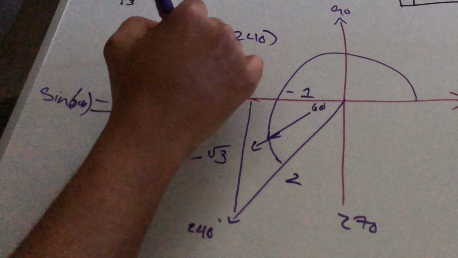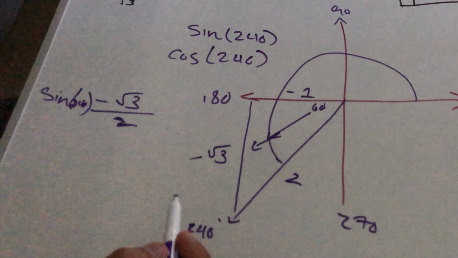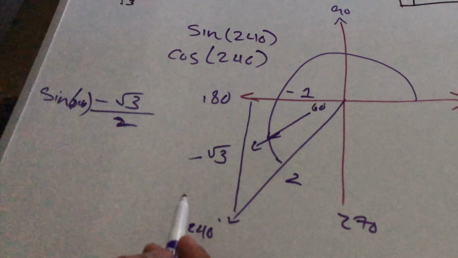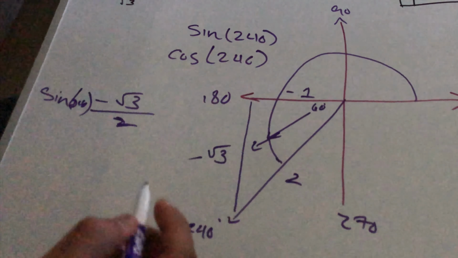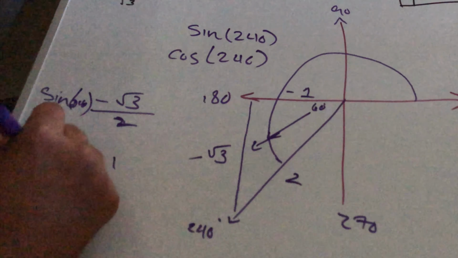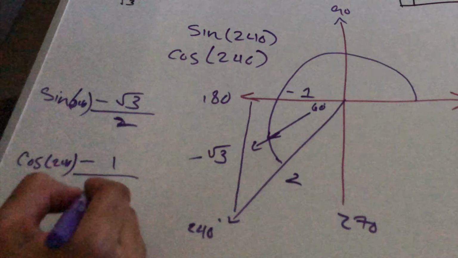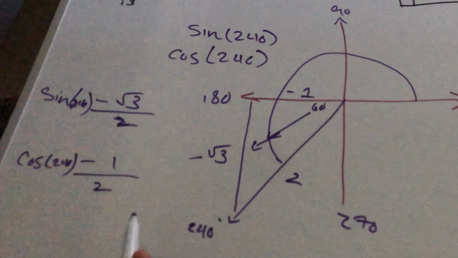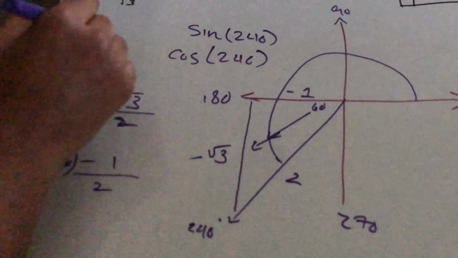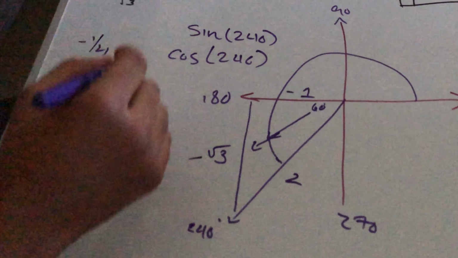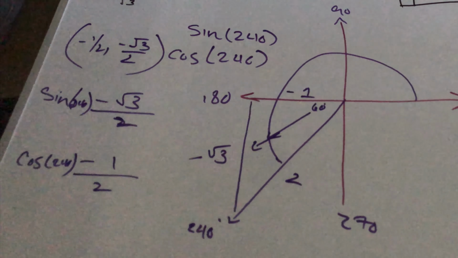Now, let's say cosine of 240. We know cosine of 240 is adjacent over hypotenuse. Adjacent to 60 degrees here is negative 1. So cosine 240 is negative 1 over, and your hypotenuse is still 2. So your XY value would be negative 1/2, and then negative square root of 3 over 2. All right, very simple, right?